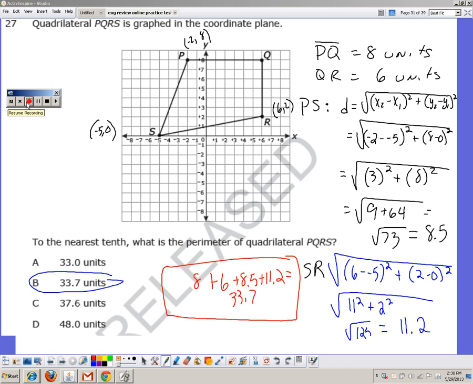So don't forget the last step of adding all your sides together to find your perimeter.